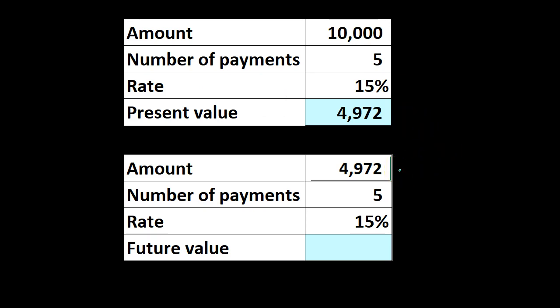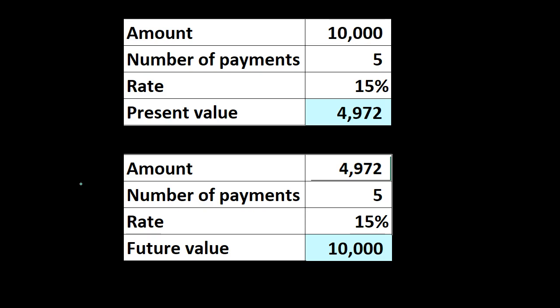Now, if we take that same present value and use it as the amount to calculate the future value using our same data, we're going to have the amount 4,972, the number of payments 5 years, and the rate 15%. We can then calculate the future value, and you could do this in Excel. We'll do this in Excel in our practice files as well, and that hopefully will solidify this relationship between the present value and the future value. They're going to be, of course, related formulas. We would get to the 10,000, which was our original 10,000 that we started with.